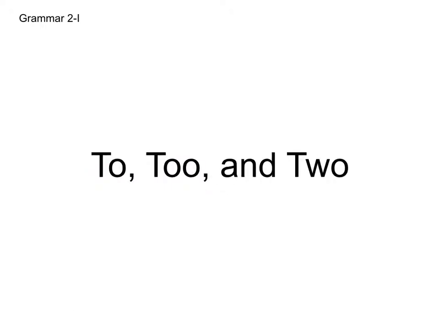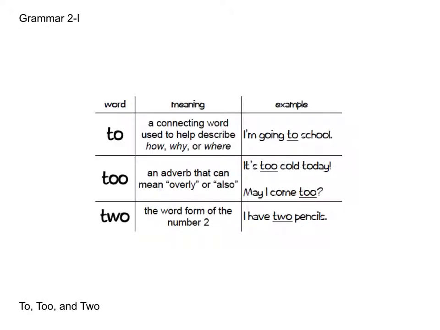Next, we're going to go over the difference between to, too, and two. So here we're going to look at the rules. To, with one O, is a connecting word used to describe how, why, or where. Our example here is, I'm going to school. It's telling you where he is going or she is going. Too, with two O's, is an adverb that can mean overly or also. Our examples are, it's too cold outside and may I come too?